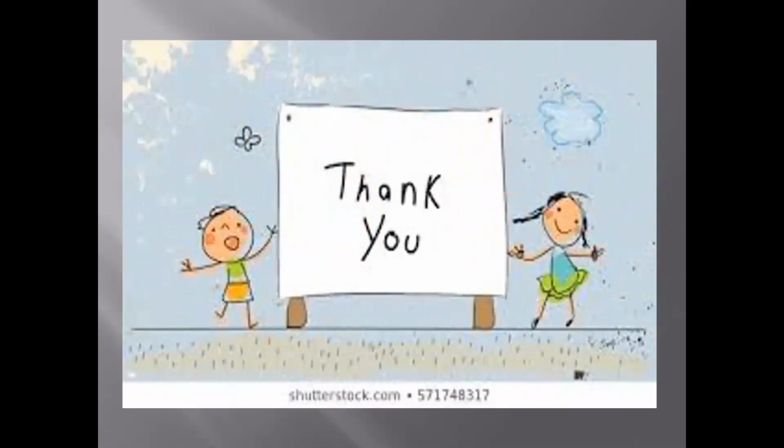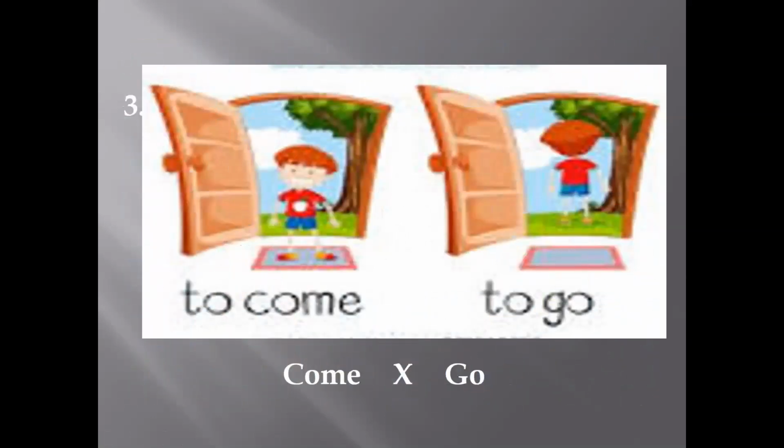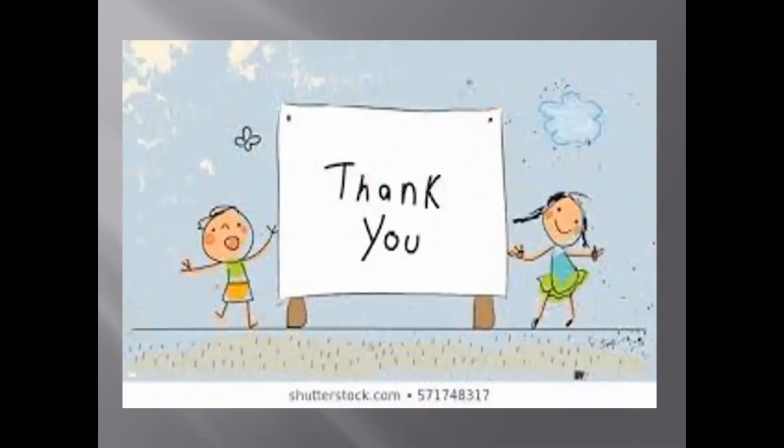Children, did you understand? Did you understand the lesson? There are three opposites. Come, go. Hope you have understood the lesson. Children, learn, write and learn. Write and learn and memorize the spellings. Learn the spellings. You will be able to do very, very well.